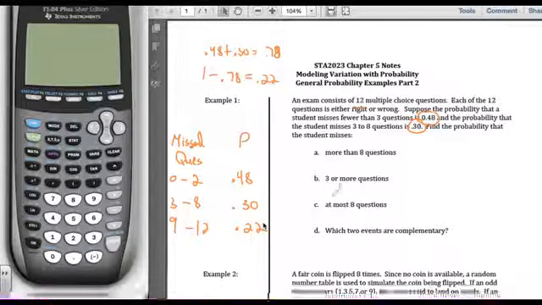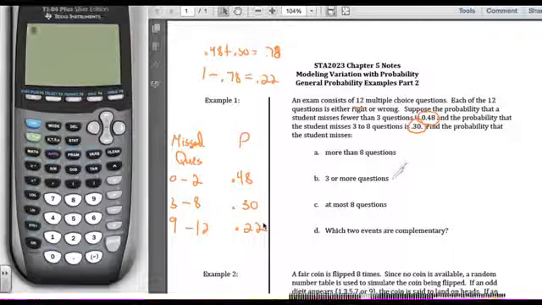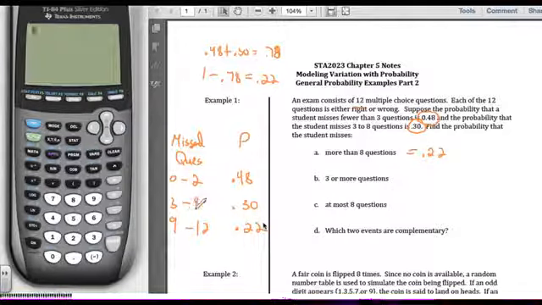And now that I've got this filled in, I can answer these questions. A is, what's the probability a student misses more than 8 questions? So more than 8 would be 9, 10, 11, or 12. We know that to be 0.22 from this third row. B: 3 or more questions means a student could miss 3, 4, 5, 6, all the way up to 12. It's both of these bottom rows. It would be the 0.30 plus the 0.22, which is 0.52.